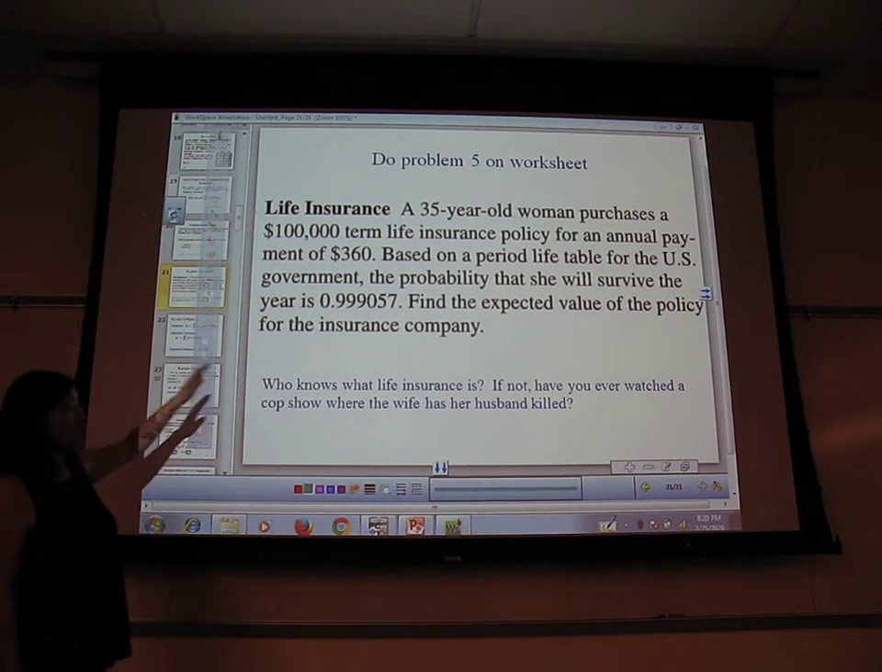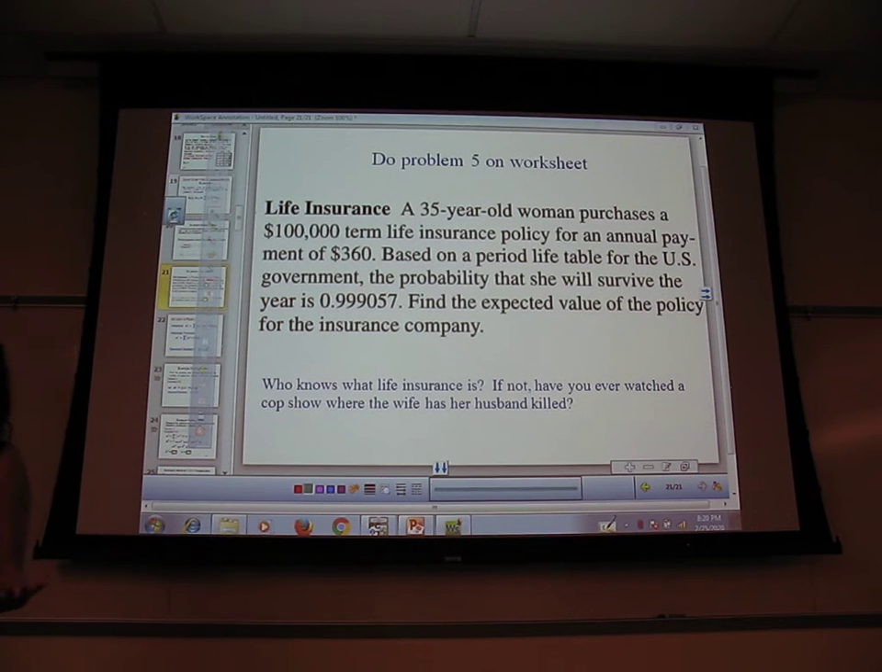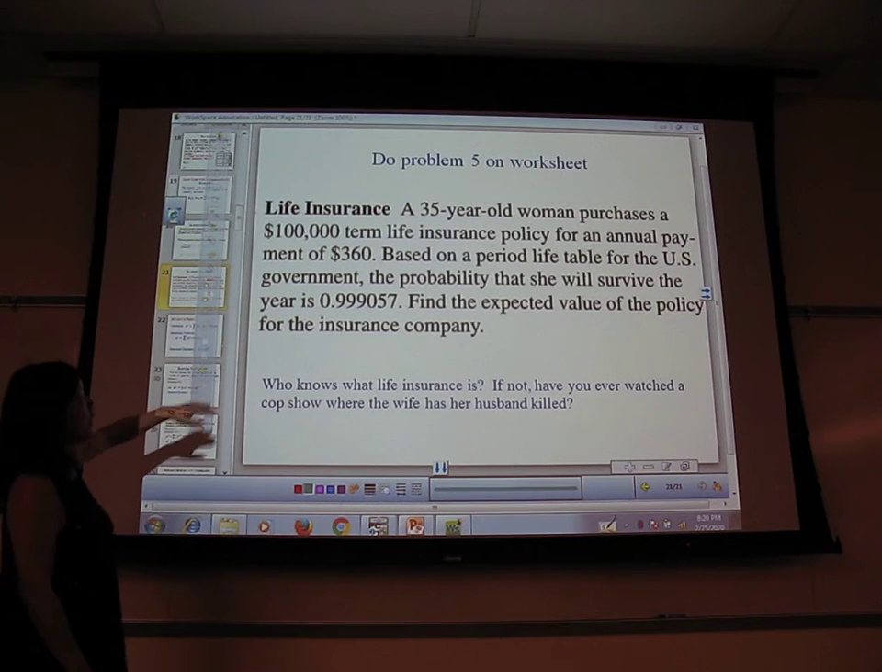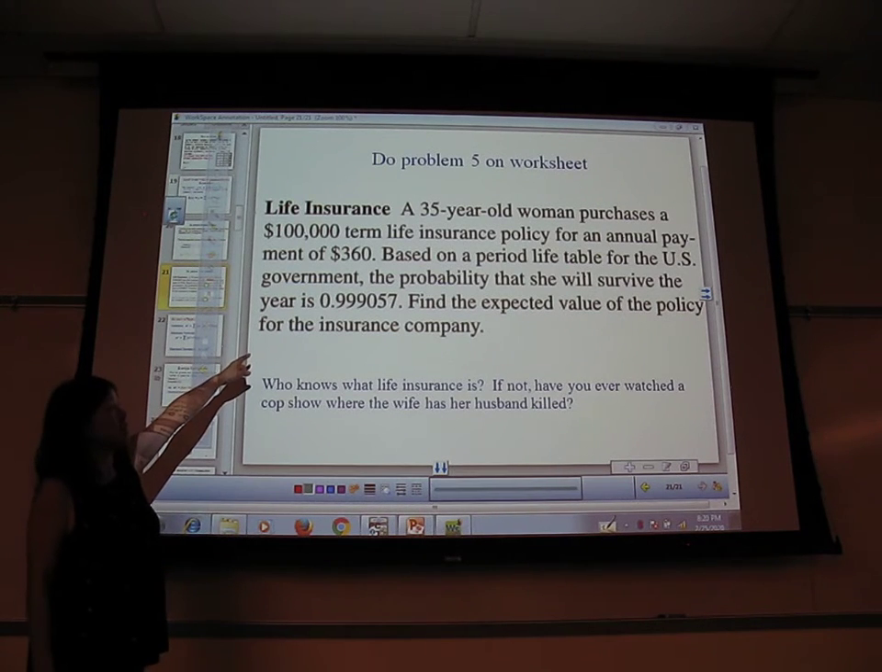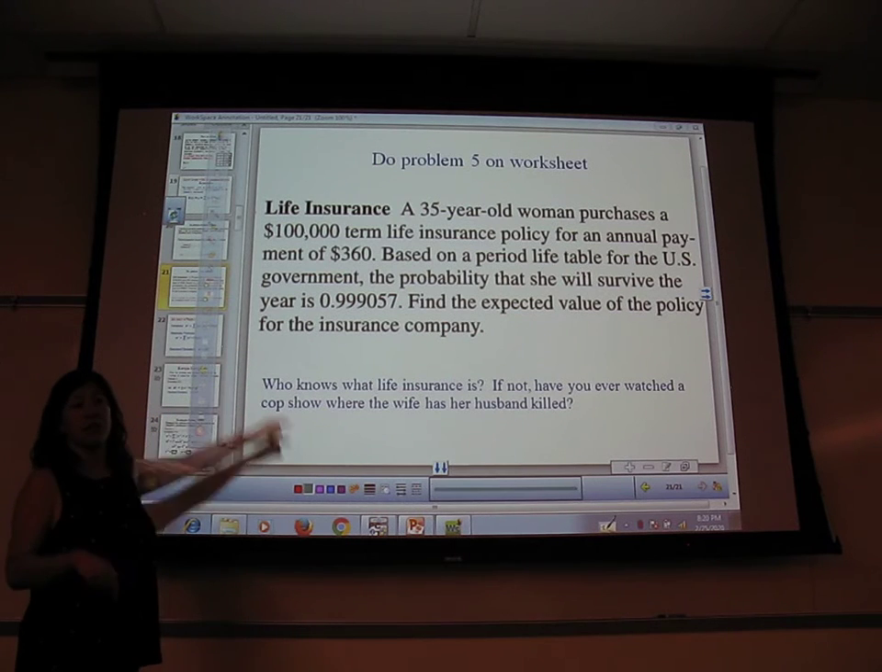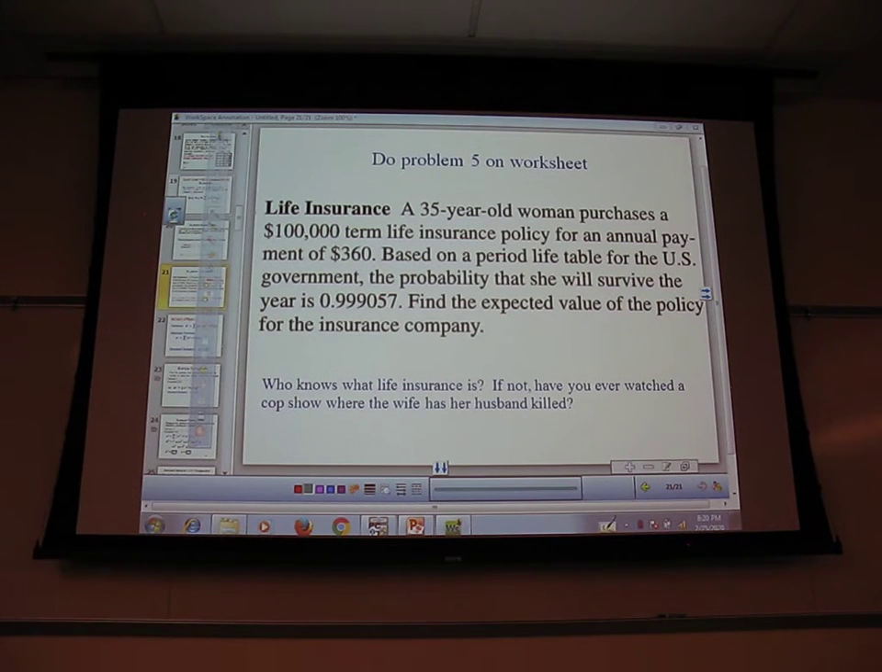So, who pays for this $1 million? The insurance company. God doesn't just say, boom, you get $1 million. The insurance company pays for that money. It's out of their pocket. So you have to figure out the expected value of the policy for the insurance company, from their perspective.